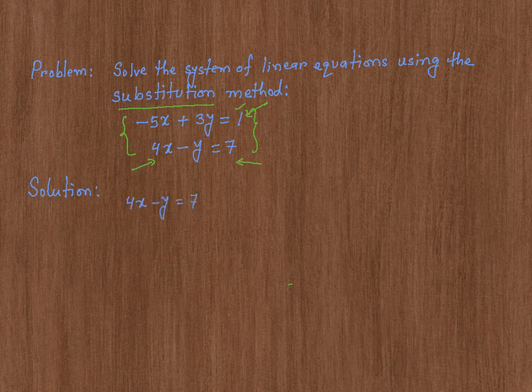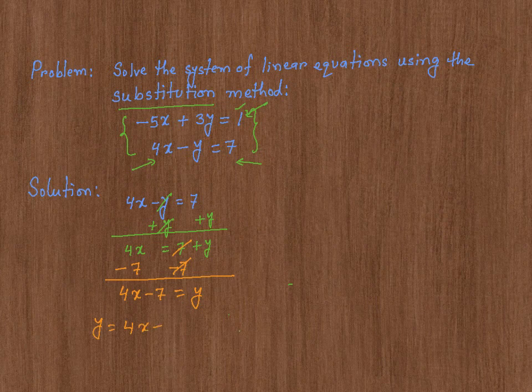To solve for y, we can just add y to both sides. That's going to give me 4x on the left hand side. Positive y, negative y cancel out. On the right hand side, 7 plus y. Then I am going to subtract 7 from both sides. Subtract 7. That's going to give me on the left hand side 4x minus 7. On the right hand side, -7, +7 cancel out. That gives me y, which is to say y is equal to 4x minus 7.